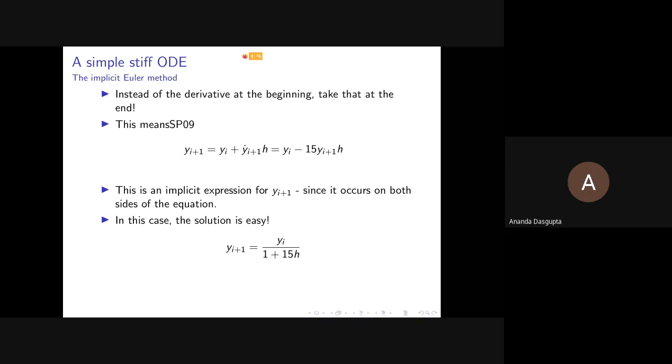Why is this GP better than the previous GP? It will always converge, sir. It will always converge because h is positive. So 1 plus 15h is always more than 1, so 1 by 1 plus 15h is always less than 1. It's not only always going to converge, it's going to monotonically converge to 0. Exactly the correct qualitative behavior for the problem.